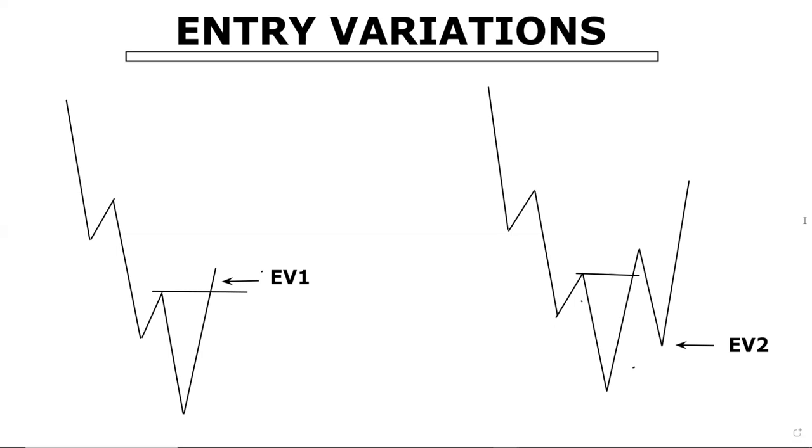So on the left side, this is entry variation 1. What does entry variation 1 entail? This means that as soon as there's a break of structure, we place in our entry immediately. This means we don't wait for a discount, we don't wait for anything else. As soon as a structure has been broken within the confines of that fractal, we place our entry. So that's on the left side.